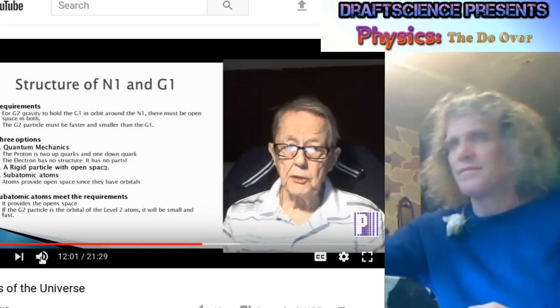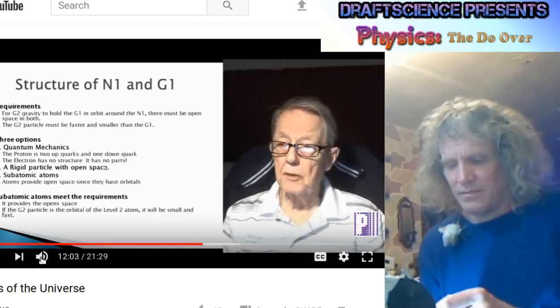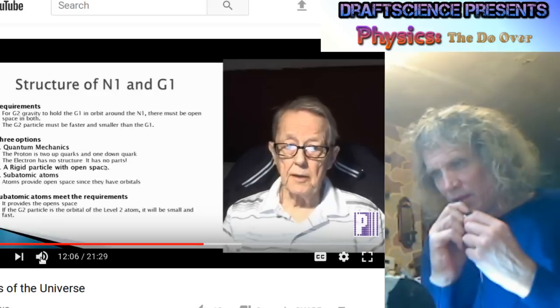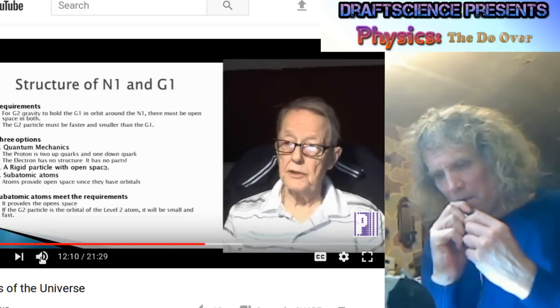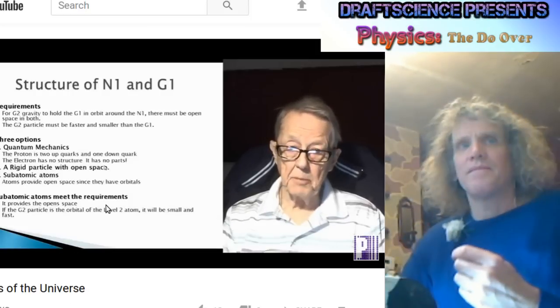And secondly, the G2 particle must be faster and smaller than the G1. It has to be faster in order to cause light to bend, light to change speed or direction. It can't be doing that if it's moving. Right. Well, we argue that you can't change its speed, so that's sort of a misstatement. So all it can do is change its direction, and you think that's possible because there are a few experiments that indicate that's what happens.